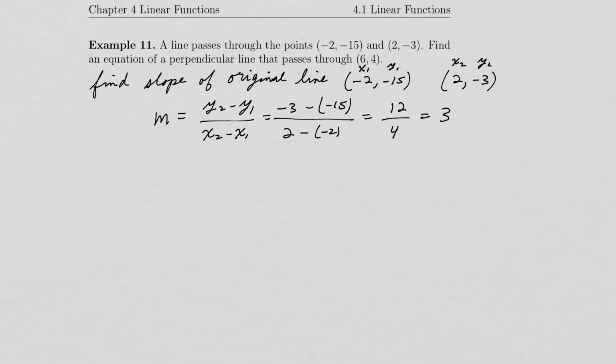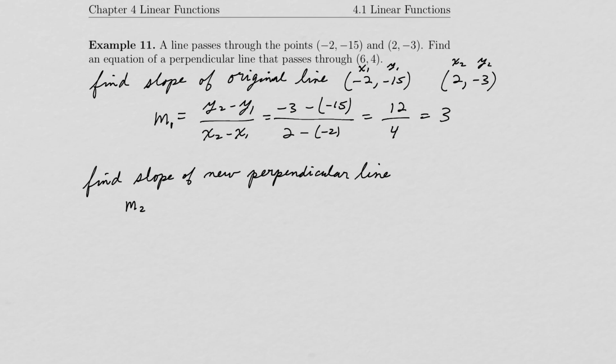Okay, so now we want to find the slope of the new perpendicular line. All right, so how do we do that? Well, I'll call the original slope m1. Remember, m2 times m1 has to equal -1. If I divide both sides by m1, then I know that my new slope, m2, has to be -1 over m1. So my new slope for the perpendicular line must be -1 over 3, which is just -1/3.